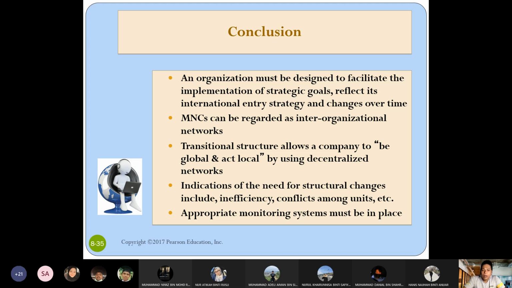And then indications of the need for structural changes include inefficiency, conflict among units, etc. So if you are facing the five problems, as I mentioned previously, you must change the organizational structure. This is to make sure you can manage and sustain in the market. And then an appropriate monitoring system must be in place. You must have a good monitoring system to make sure you can give good feedback and then give a good solution to settle any problems.